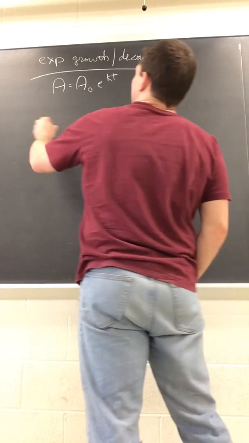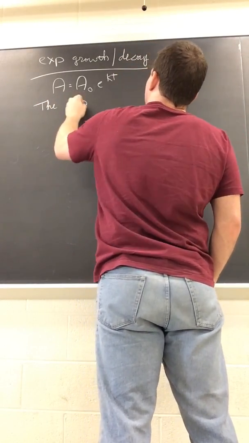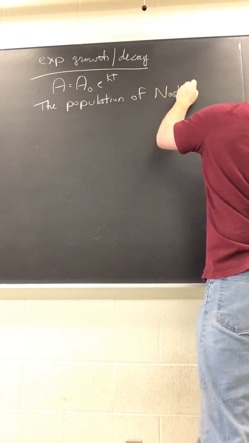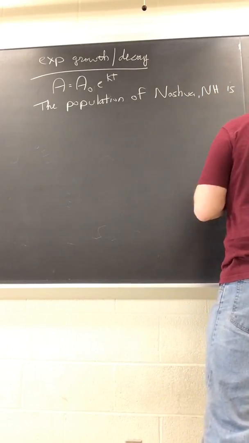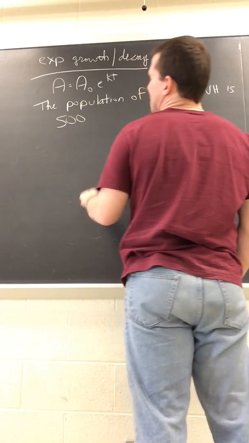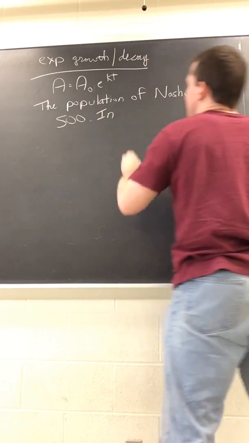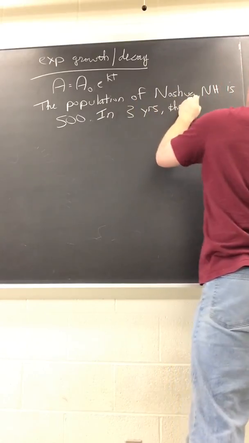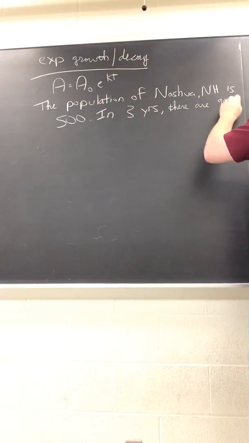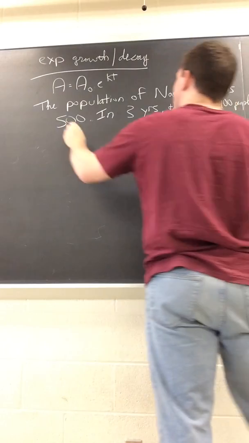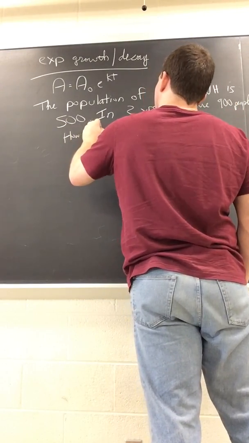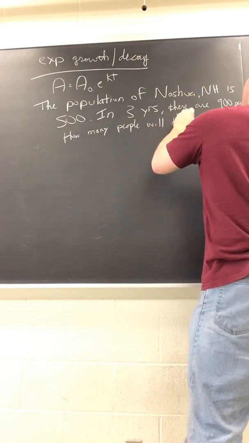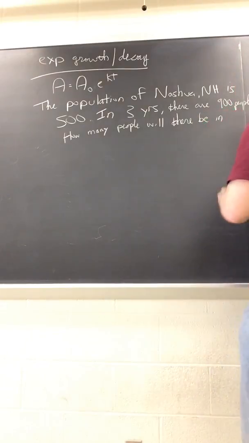So for the sake of argument, suppose the population of Nashua, New Hampshire, my hometown, is 500. That's not true, but we use it for this problem. In 3 years, there are 900 people. How many people will there be in 20 years?